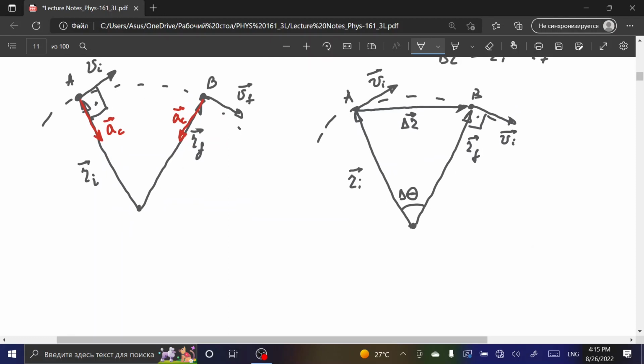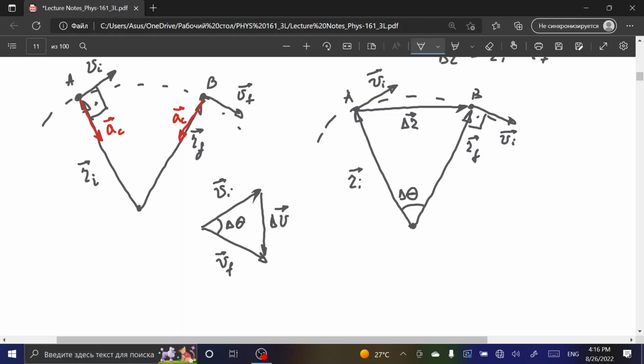So let's show it here. We have the initial linear velocity vector, then we have the final linear velocity vector. Since the linear velocity vector is always perpendicular to the radius vector, the angle here will also be delta theta. And the change of velocity vector, as the difference of the final minus initial linear velocity vector, will be delta v vector.